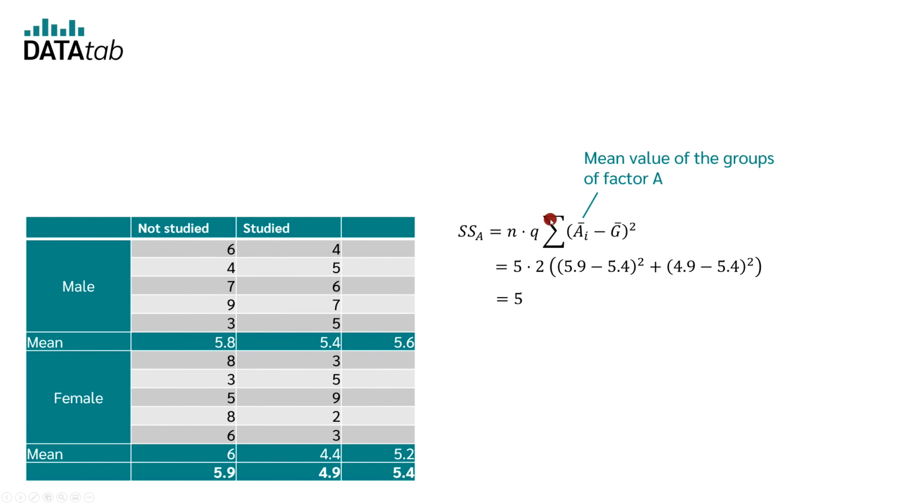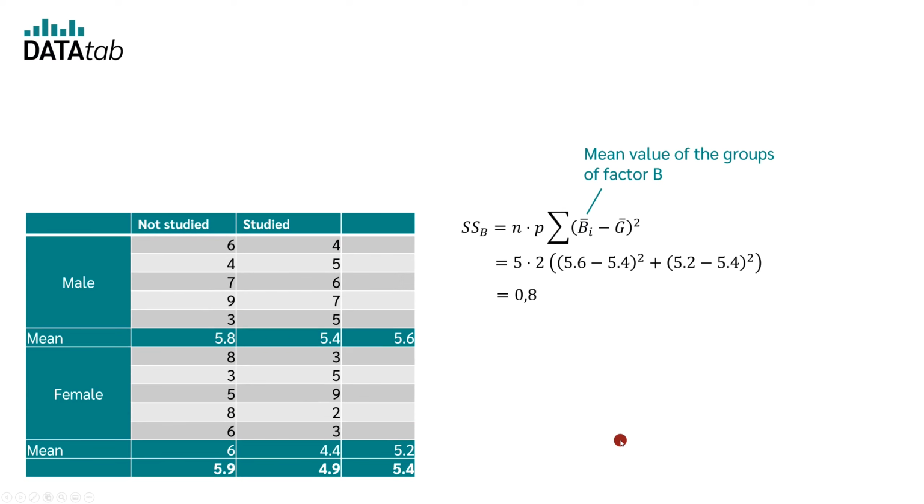Now we can calculate the sum of squares of factor A and B. We do that with this formula. A-bar is the mean value of the categories of factor A. So we calculate 5.9 minus the total mean value and 4.9 minus the total mean value. Together with the degrees of freedom, we can now calculate the variance for factor A. We do the same for factor B. In this case, we use the mean values of male and female, and we get a variance of 0.8.